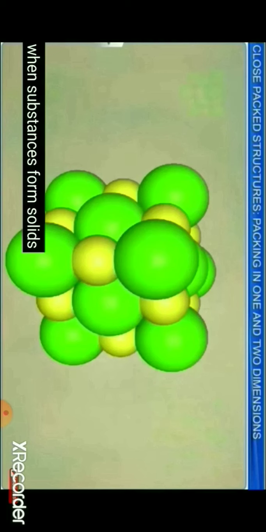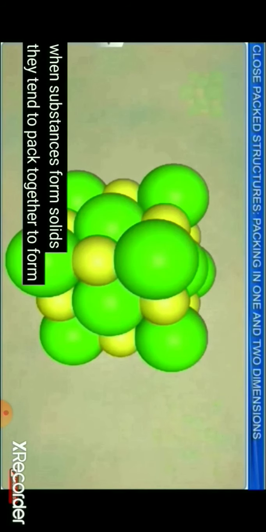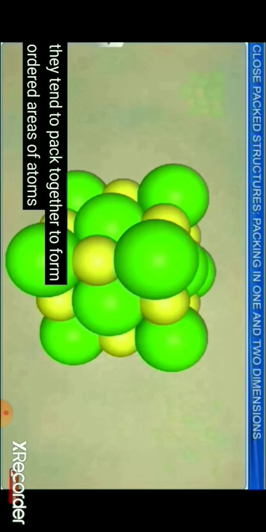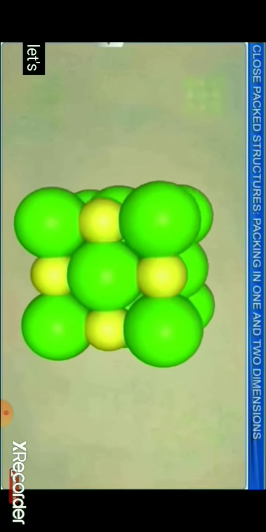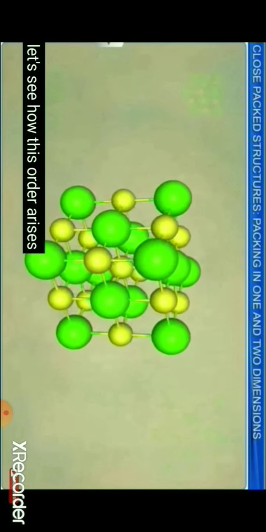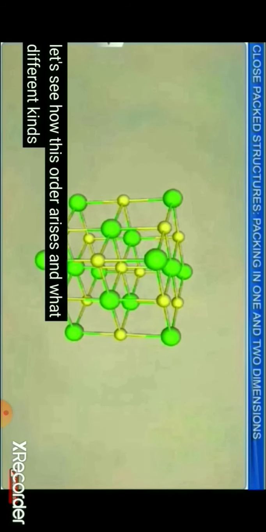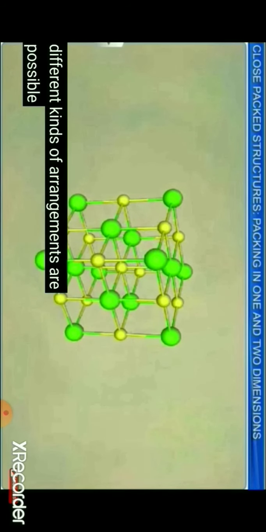When substances form solids, they tend to pack together to form ordered areas of atoms, ions, or molecules. Let's see how this order arises and what different kinds of arrangements are possible.